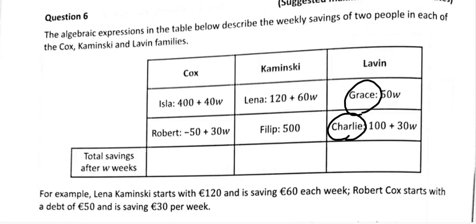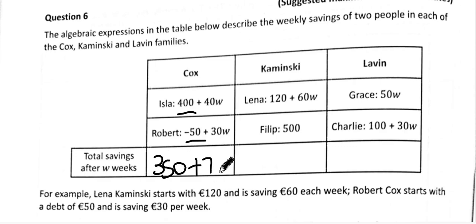Okay, so what I think I'm going to do is, to get the total savings of the family, we're going to add Isla and Robert together. So add 400 and minus 50 together. What do you get? 350. Add 40W and 30W together. You happy with that? Add Lena and Philippe together. 120 plus 500? Plus? Perfect. Add Grace and Charlie together?